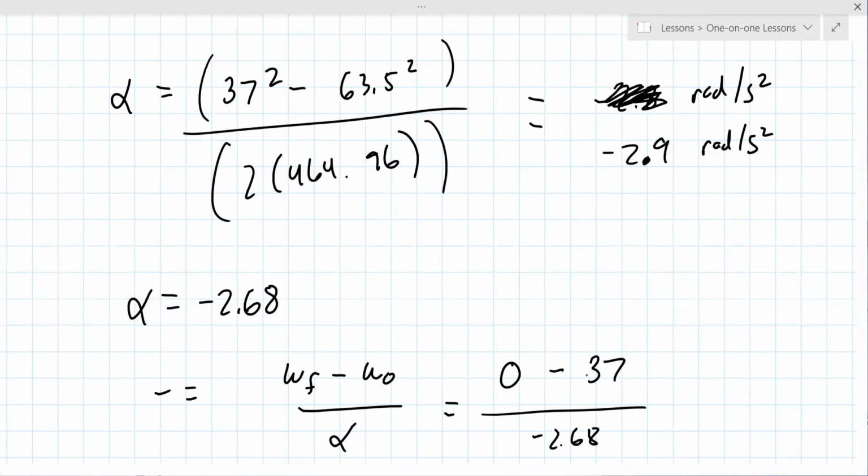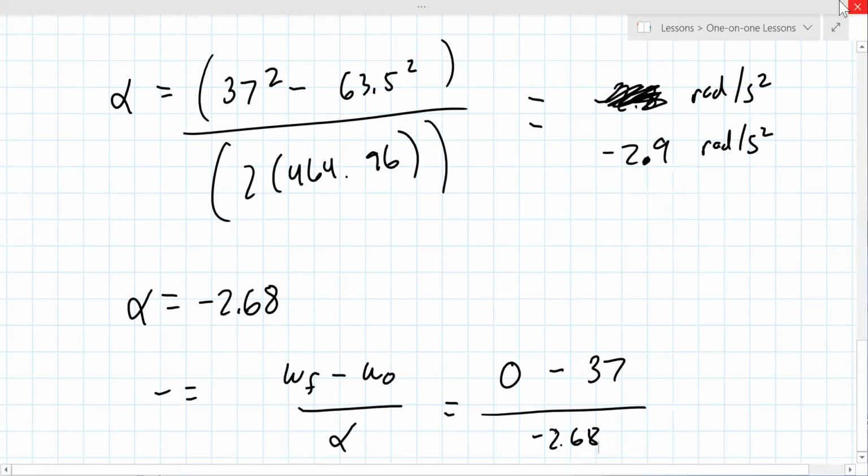Say it one more time. 37 divided by 2.68. Oh, my bad. Let me just divide that again. 2.68. We get 13.8. And that's positive. That's seconds. Yes. Correct.